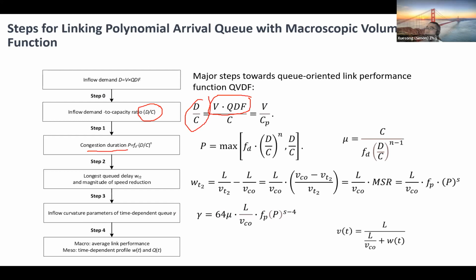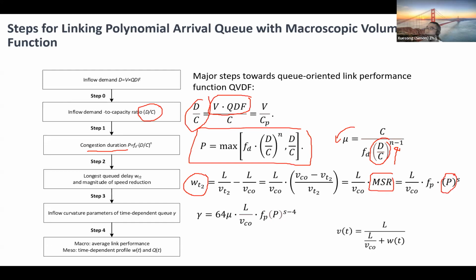How we can understand congestion duration? We try to introduce a sensitivity analysis term, try to show when the D over C ratio increased here, then your discharge rate on average will decrease. The step number 2 here, we try to use this time-dependent arrival rate or time-dependent waiting time formula to link the lowest demand. We introduce one more parameter, MSR, to connect the congestion duration to the average or the lowest speed profile. So as you can see, we still have a few more steps here.